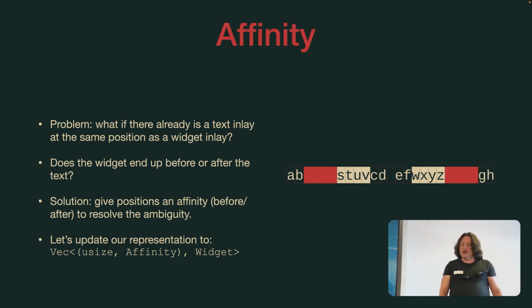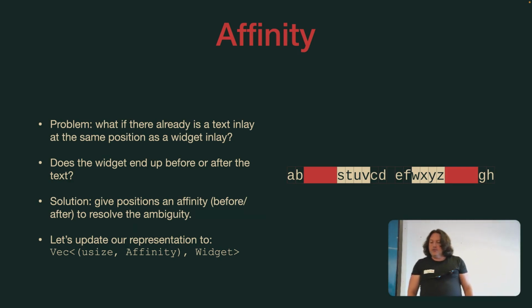One problem with this: say we have a text inlay at byte 4, and we also have a widget at byte 4. Does that widget then end up before the inlay or after the inlay? So there's an ambiguity there. To resolve that ambiguity, I've added a concept called affinity. This is something I stole from Xi. That's another Rust code editor. Thought it was clever. Affinity is just an enum that says whether the widget needs to end up before or after the inlay. So with that, we get the final representation that we actually use, which is a combination of byte offset and affinity for each widget.